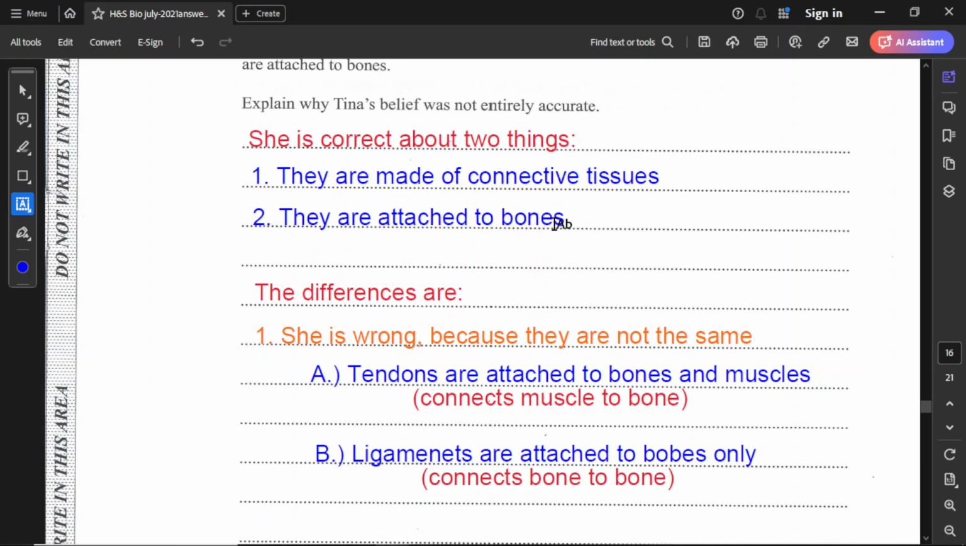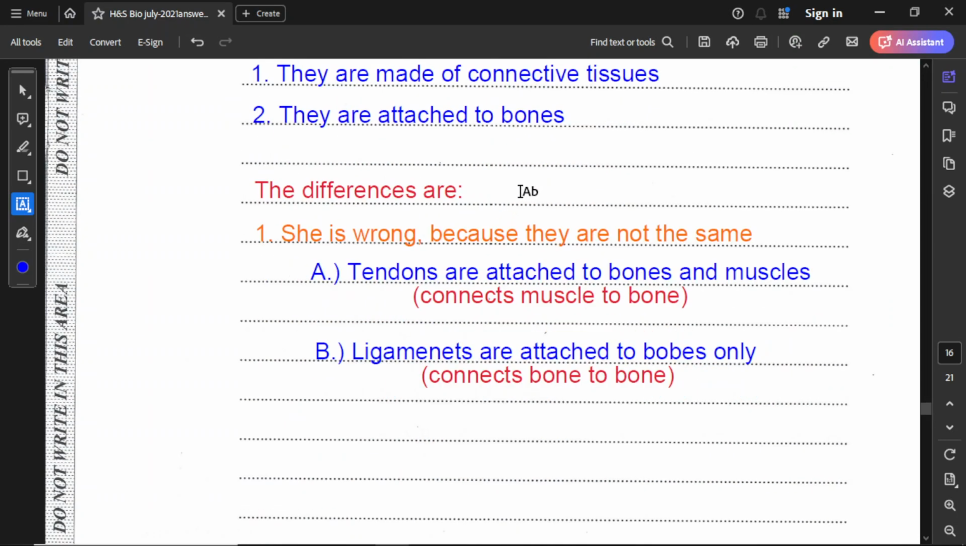They are attached to bones for sure. So those 2 statements that she made are correct statements. However, there's a difference in terms of making her totally correct. And she's wrong because they're not the same. 1 point: both of them are not the same. All right, and the difference between the 2 is that tendons are attached to bones and muscles, so they connect muscle to bone, and ligaments are attached to bones only. So they connect bone to bone. All right, so that's the difference here.